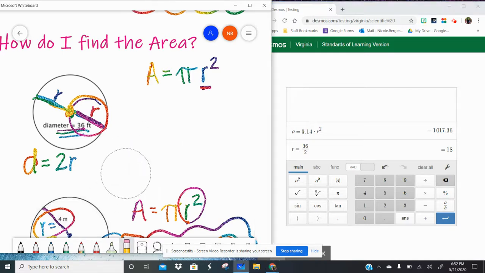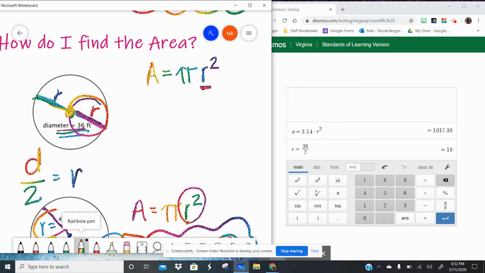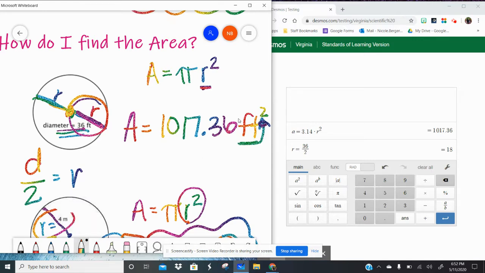So let's recap. If you know the radius, you plug in what you know for r. Down here, the radius was 4. If you don't know the radius, like we had up here, you take diameter divided by 2, and that will give you the radius. So for this one, our area ended up being 1,017.36 feet squared. Remember, when you're dealing with area, you want to square that unit. Don't put the 2 here. It goes here, okay? So there are things that you need to know.